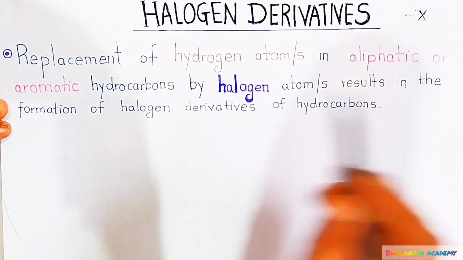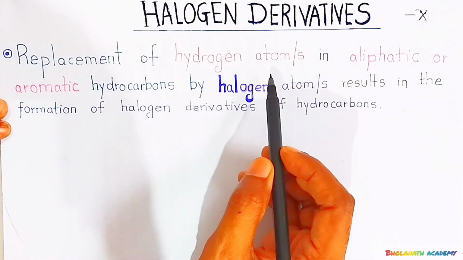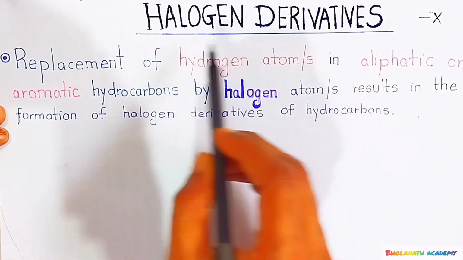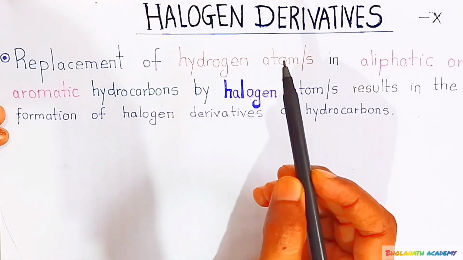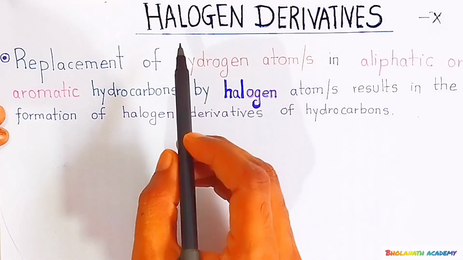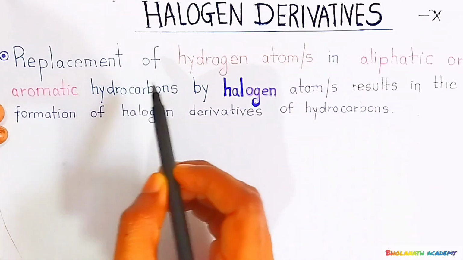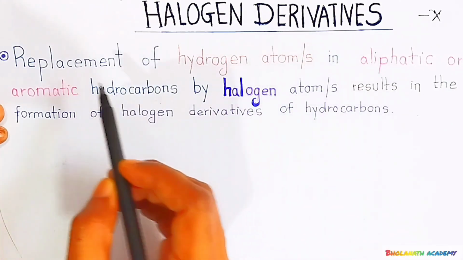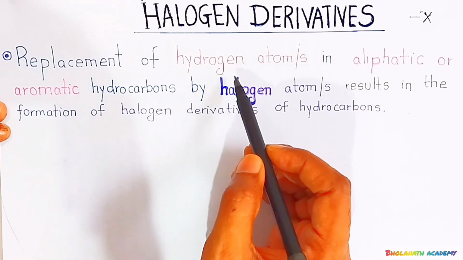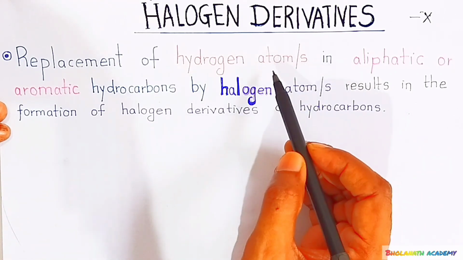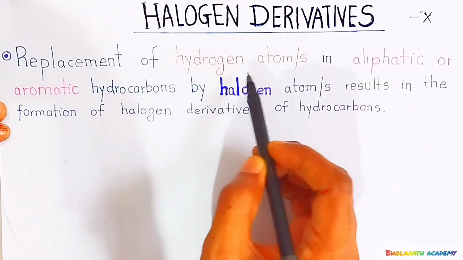Here, students, the replacement of hydrogen atom. How are you going to get the halogen derivative, students? The compound which consists of halogen atom is called what? Halogen derivative. How are you going to prepare the halogen derivative? By replacement of hydrogen atom. It may be one atom or more than one hydrogen atom. We are going to replace the hydrogen atom.